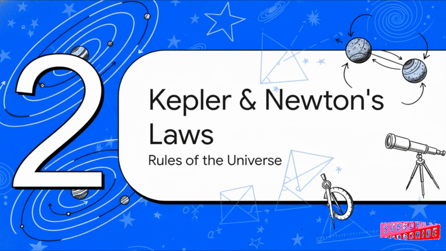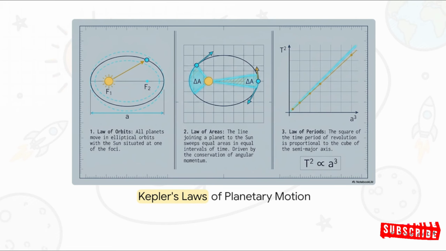Moving right along to Section 2, Kepler and Newton's laws, the actual rules of the universe. Now that we have the historical context down, let's transition from just gazing at the stars to the specific mathematical rules that actually govern how planets move. Johannes Kepler gave us the kinematics of the solar system, describing the how of planetary motion. He established 3 major laws.